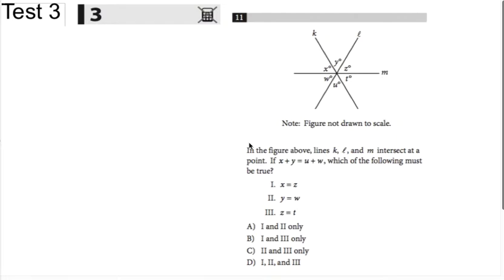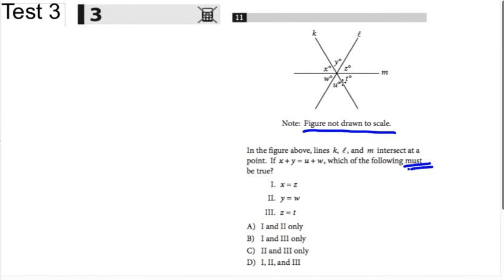So this figure is not drawn to scale. You can assume that unless you are specifically told the figure is not drawn to scale, right? So in this picture, it looks like all of the angles are exactly the same, and we are warned that they are not. So in the figure above, the lines K, L, and M intersect at a point. If x plus y equals u plus v, which of the following must be true?